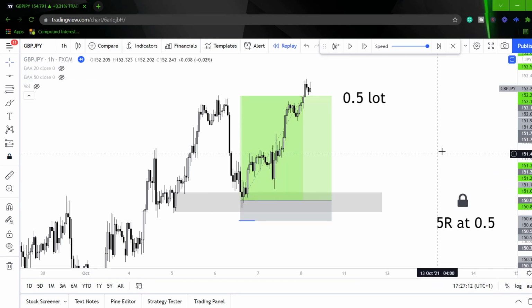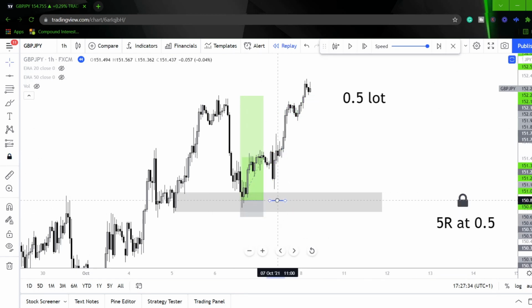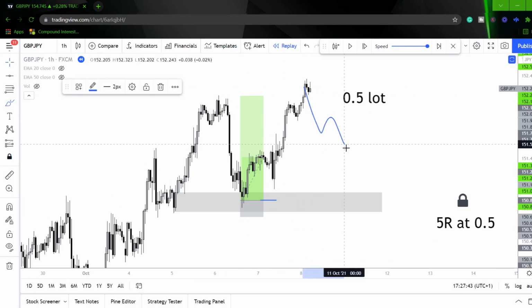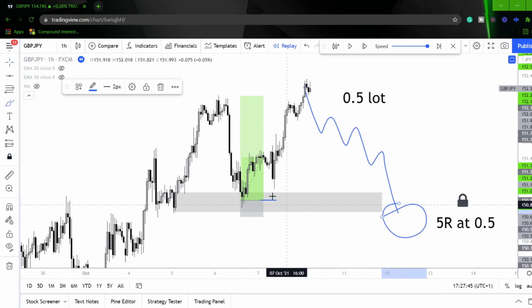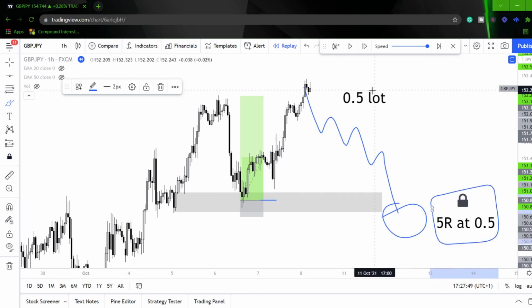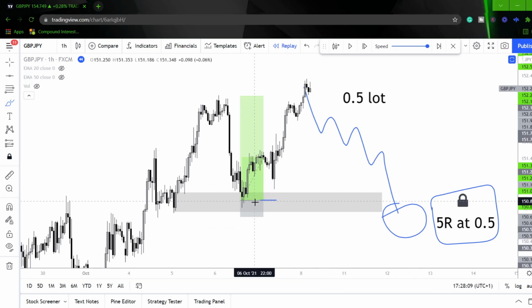Locked in, okay? So now, to make sure that we don't give any more of this profit back, we can roll our stop to break even. So now if price was to come down and start taking out these lows and take us out, we would have locked in 5R, and our other 0.5 lots will be taken out for break even. So this is now a risk-free trade, so we can't actually lose any more money on this trade.